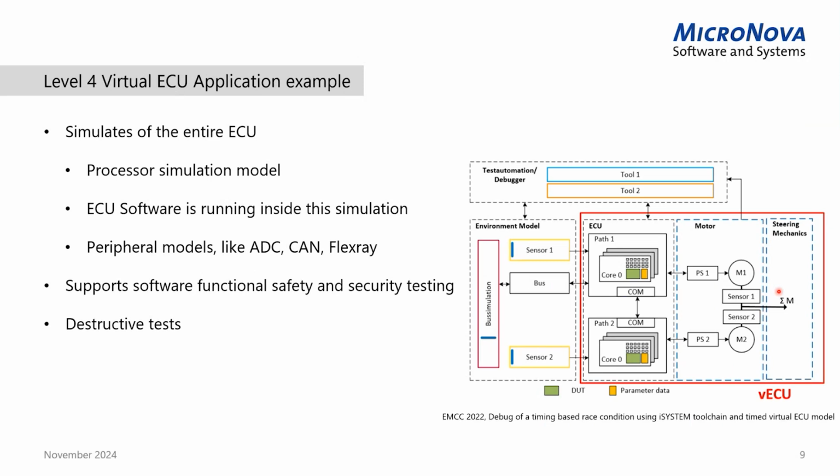Coming to the highest level of the virtual ECU, what we usually call level 4A or 4B, where we typically simulate an entire ECU. So we definitely have a processor simulation model, and the ECU software, which is still our device under test, is running inside the simulation. Additionally, of course, for the software to function correctly, we need peripheral models for the hardware, for the ADC, for example, for communication, like CAN or FlexRay.